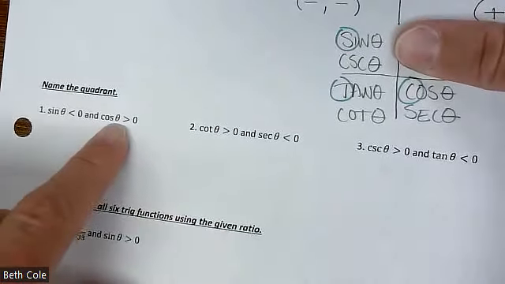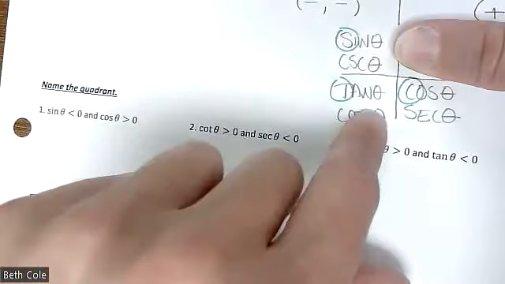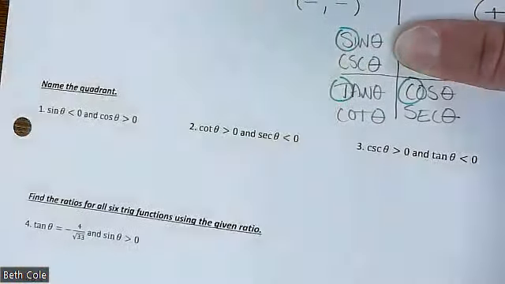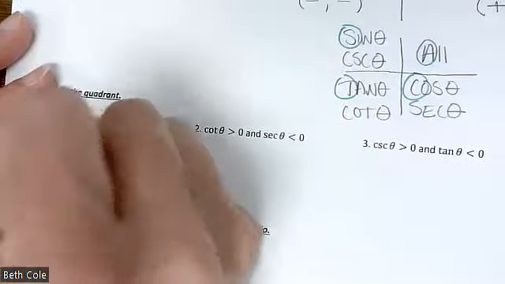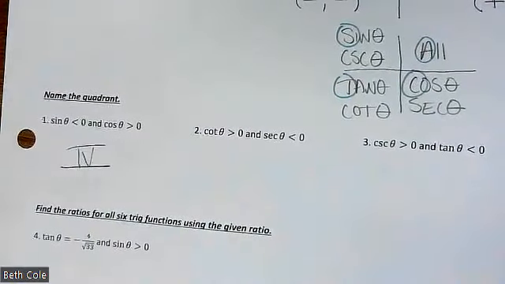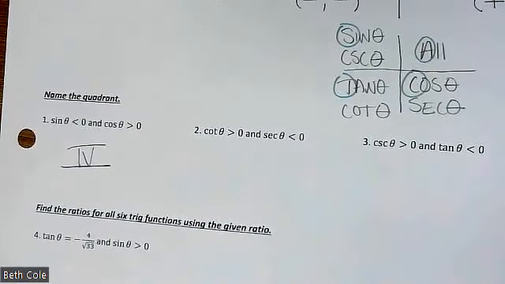It says cosine is positive. So out of these, 2, 3, and 4, which quadrant is cosine positive? 4. Do you see how cosine is positive in quadrant 4? 4 is your answer. Please write a Roman numeral. They're supposed to be Roman numerals.